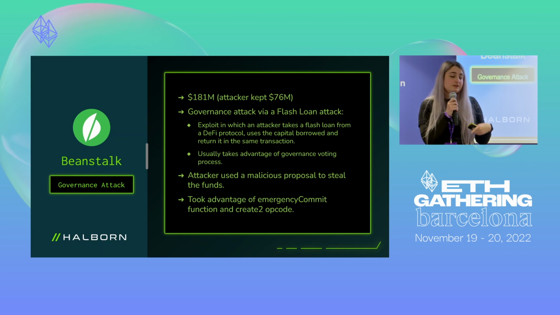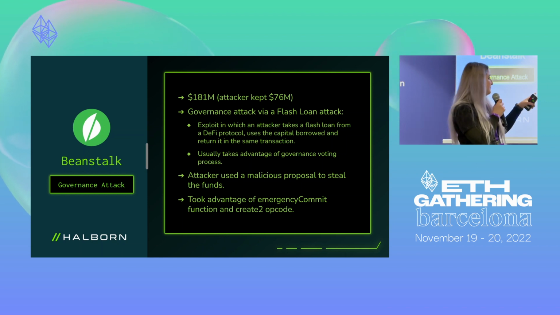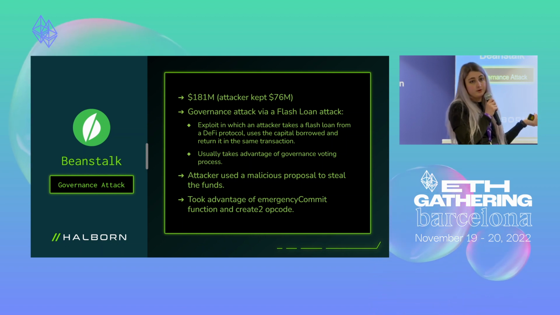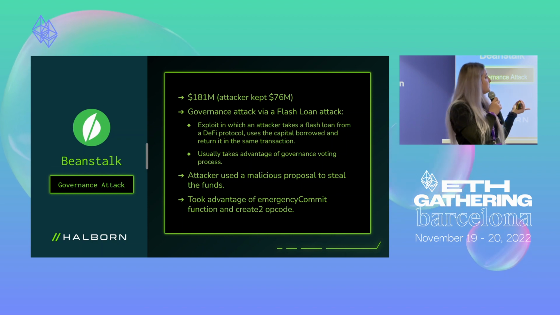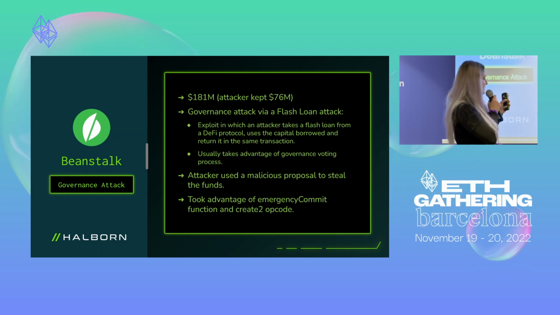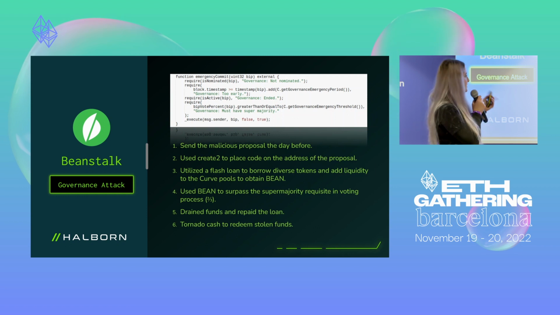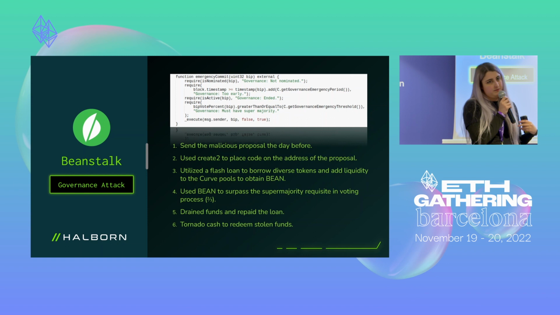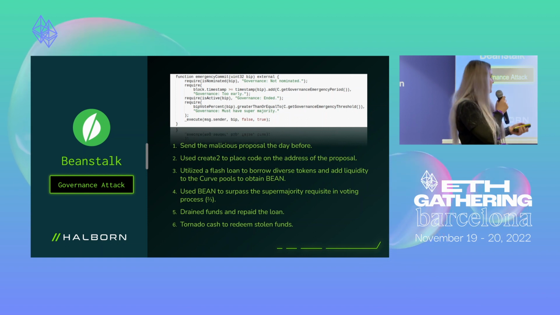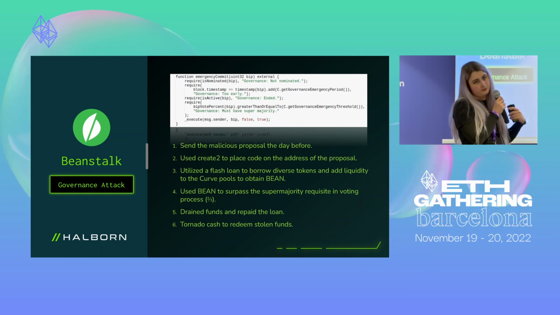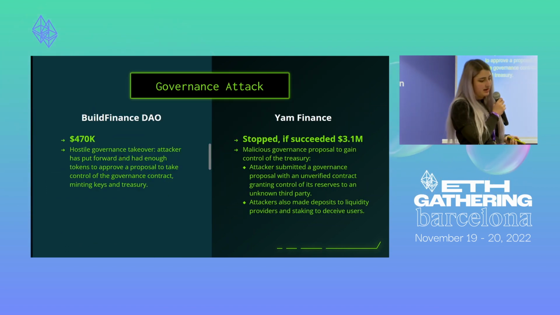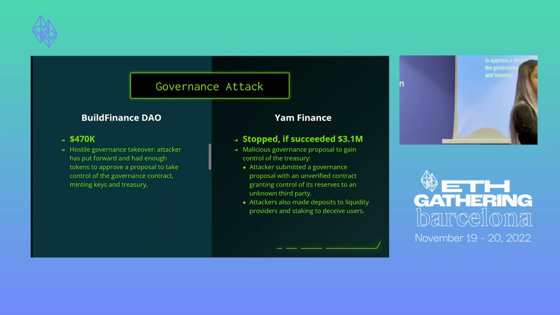Then he used the flash loan to get Bean tokens, and used those Bean tokens to vote and surpass the quorum voting mechanism. So it surpassed the supermajority voting process. And then he drained all the protocol, returned the loan, and used Tornado Cash to cash out the profit. The next example is actually Build Finance DAO.